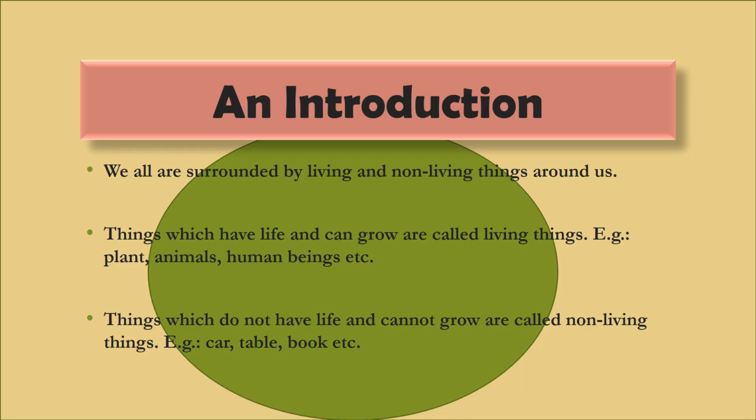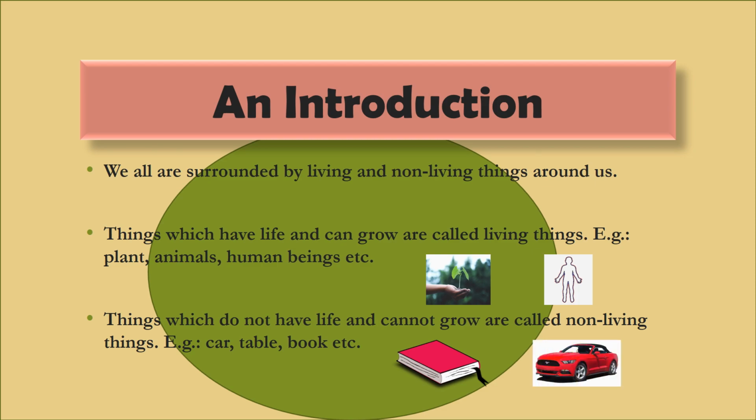In our previous tutorial, we learned about the living and non-living things. What are living things? Things which have life and can grow are called living things. Example, plant, animals, human beings, etc. And what are non-living things? Things which do not have life and cannot grow are called non-living things. Example, car, table, book, etc.